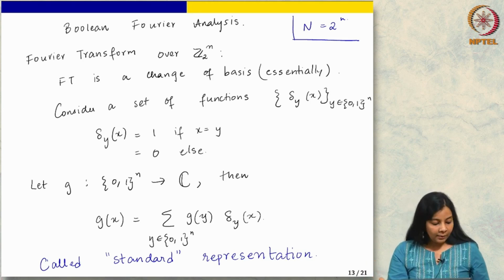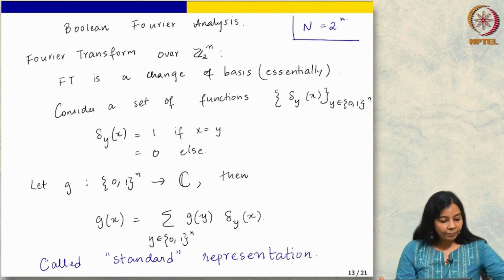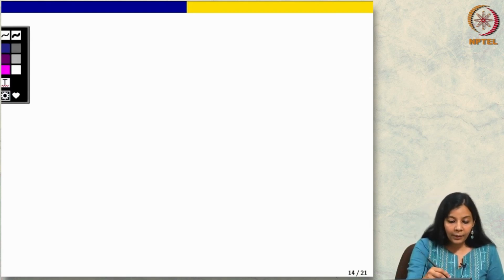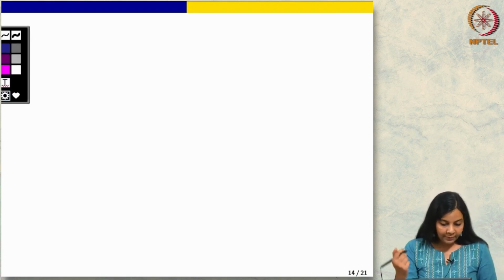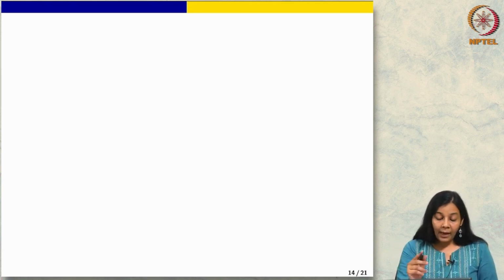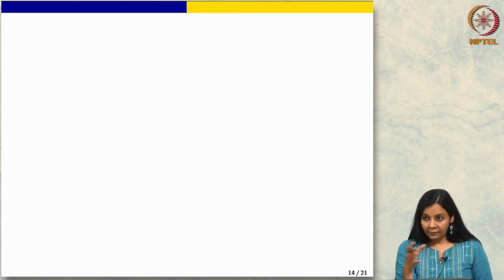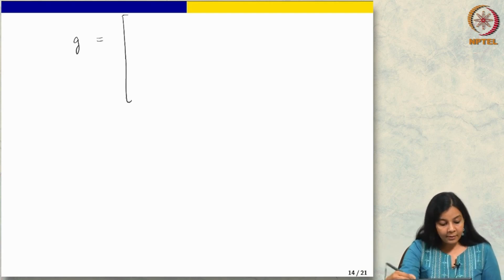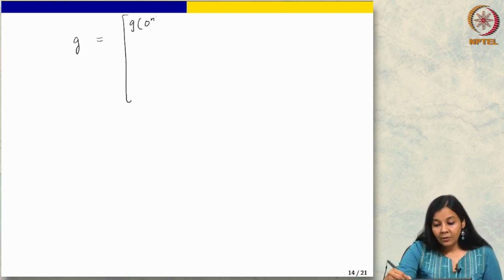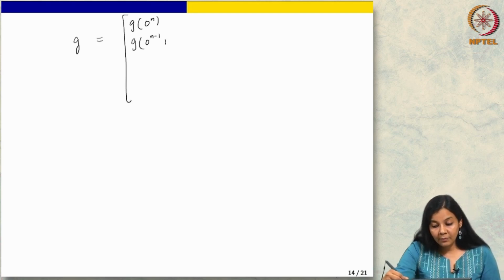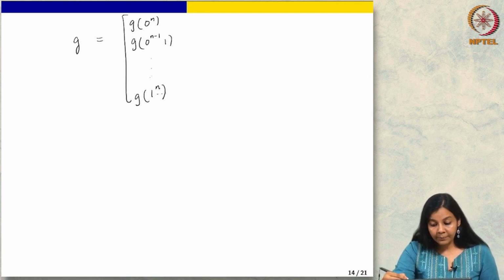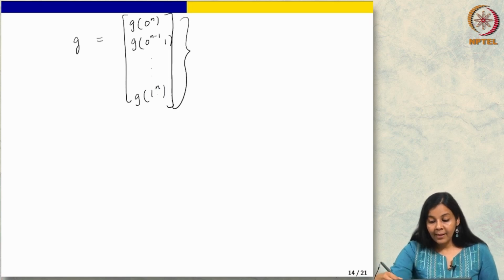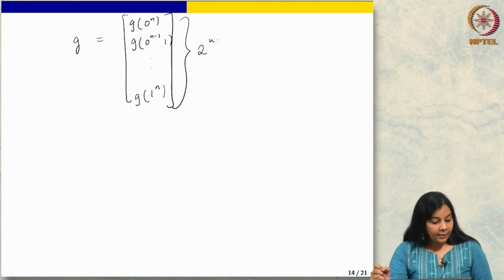So this is called the standard representation, and of course we already said that we can always represent any vector, any function using this basis, right. So g can be written as g(0^n), g(0^(n-1)1), and so on up to g(1^n). And the length of this vector is 2^n.